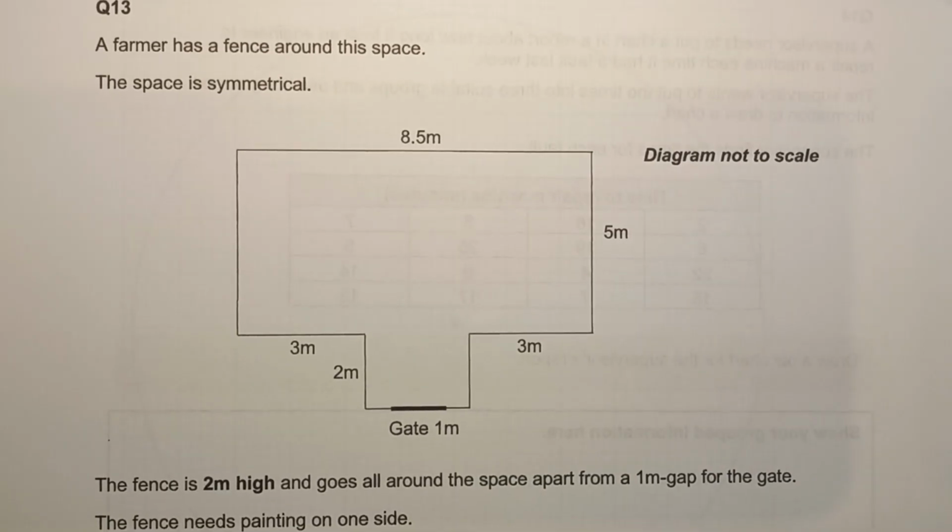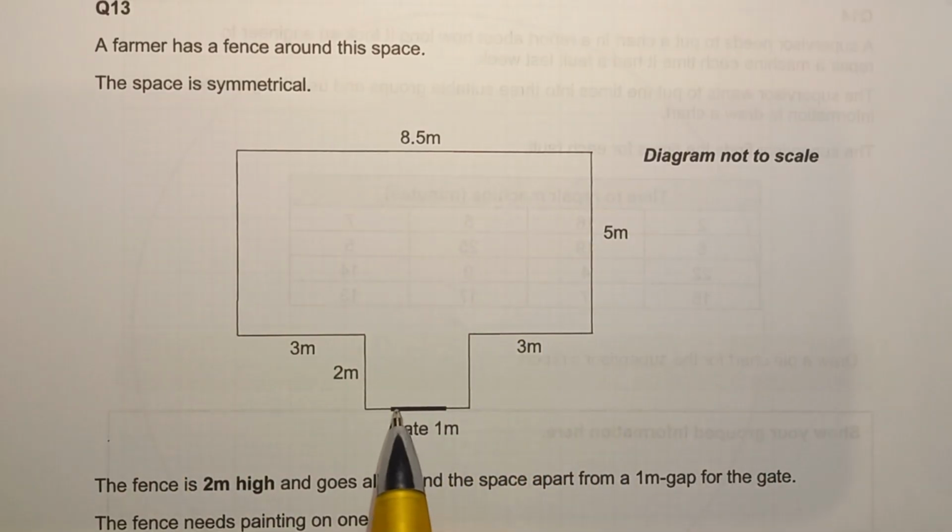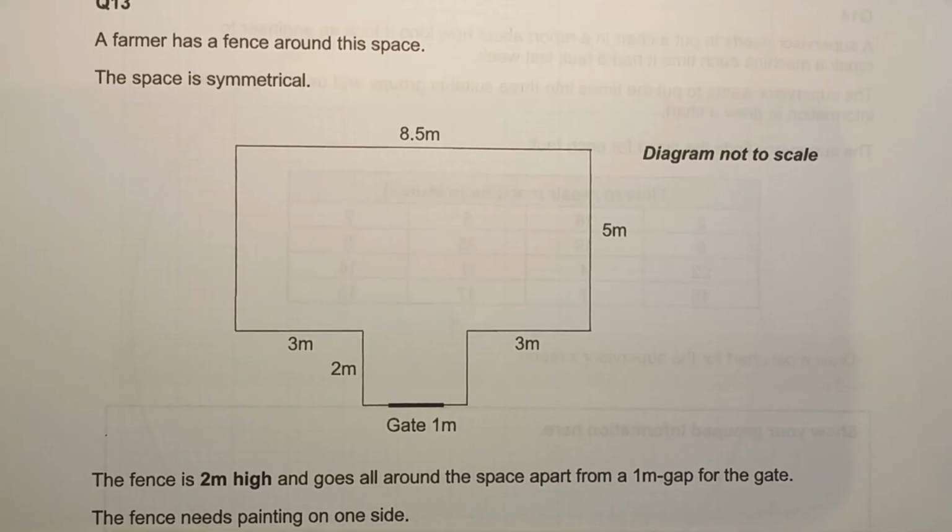Question 13. A farmer has a fence around this space. The space is symmetrical. Okay, so we've got some measurements written on there. Then we're told the fence is 2 meters high and goes all around the space, apart from a 1 meter gap for the gate in here. The fence needs painting on one side.